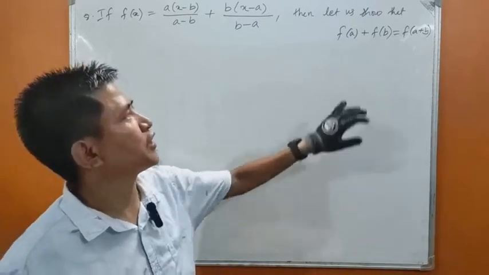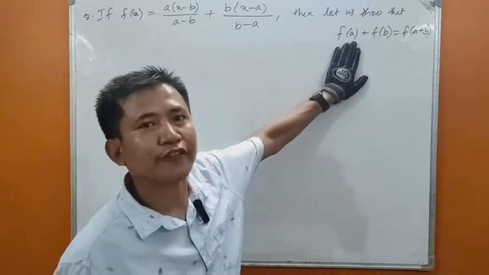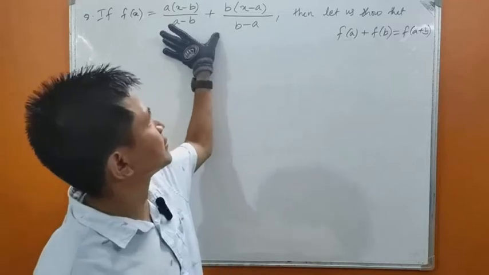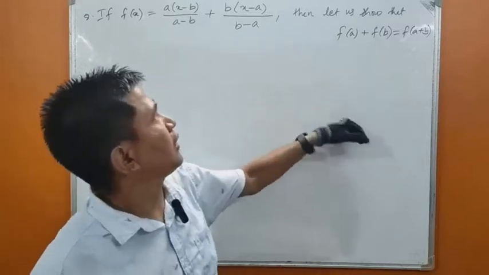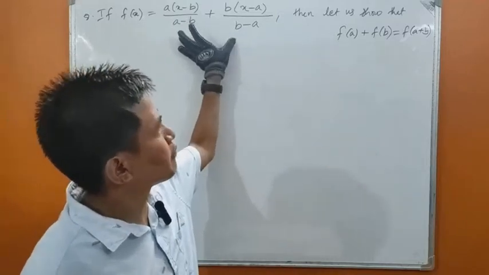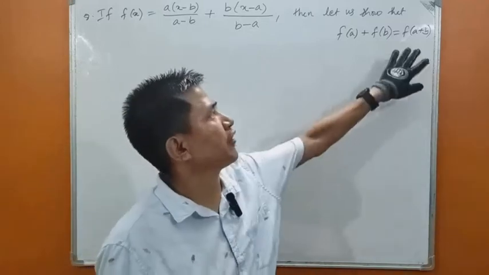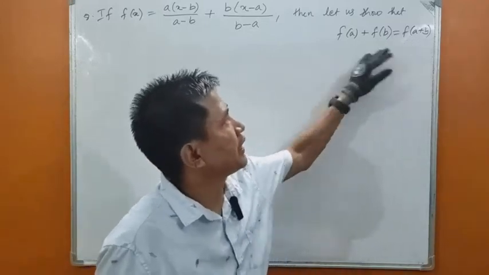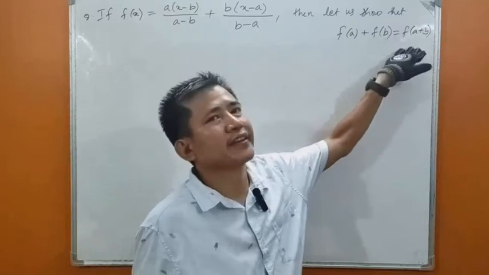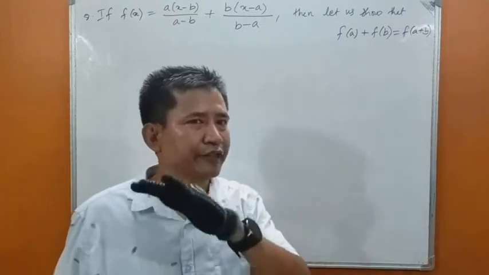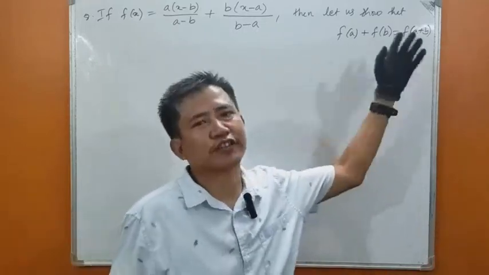First what we do is we will find the value of f(a) from this relation. We will find the value of f(a) and then we will find the value of f(b). Okay, then again we will find the value of f(a plus b) and check the left hand side and the right hand side of this equation. If the value comes equal, then this equation will be proved.